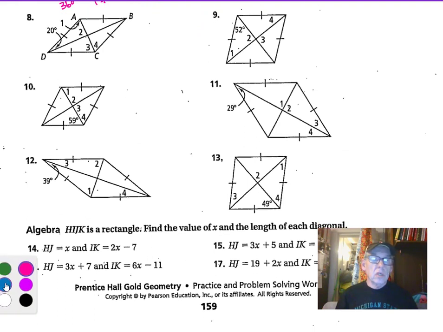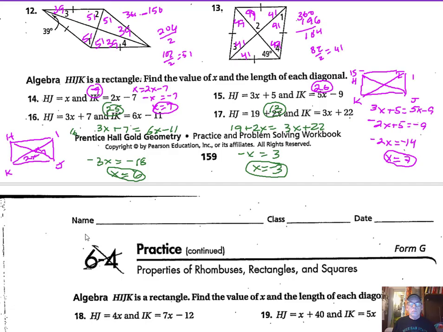Okay, let's look at number 8. Switch colors. See what we got. Okay, so rhombus again. Angle bisects. There's a 20 there. Also on this side, we got a 20 and a 20. Okay, let's look at the other side of the sheet.